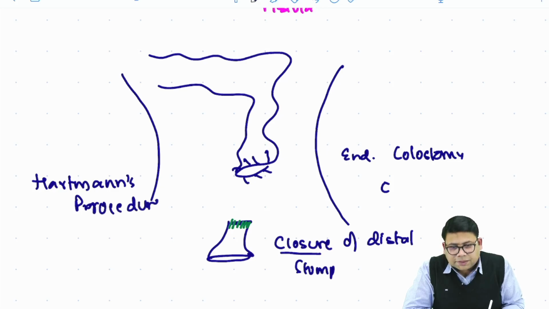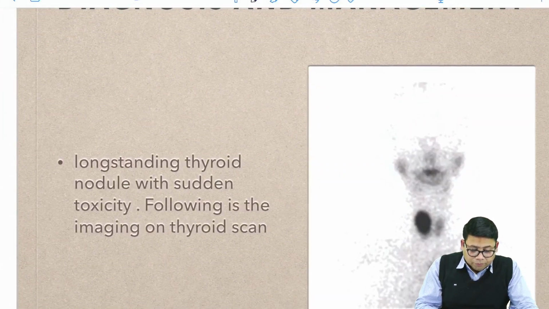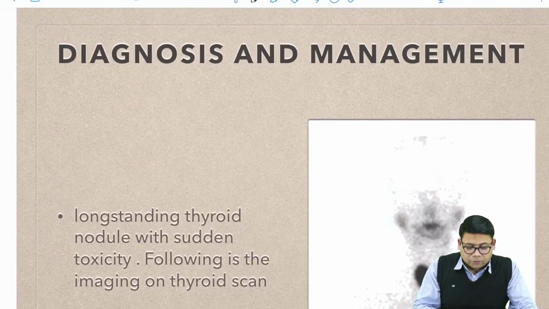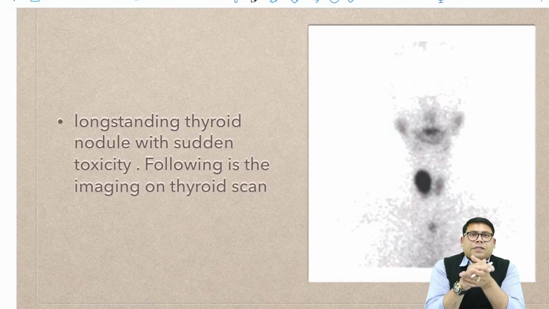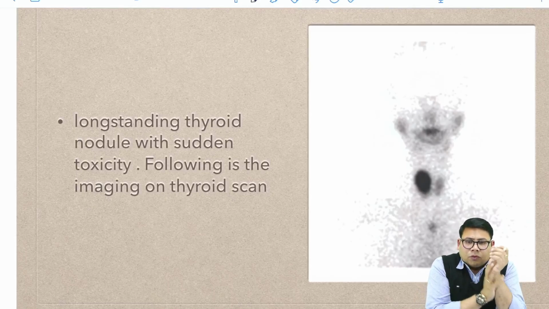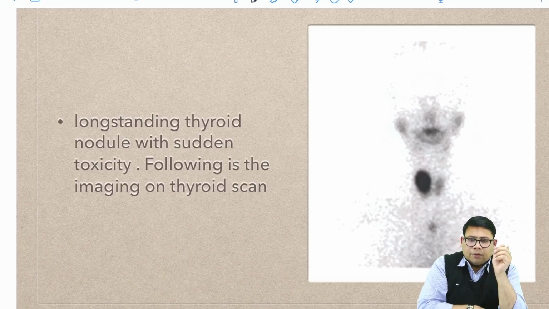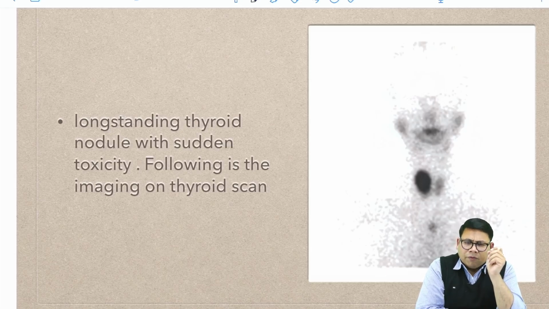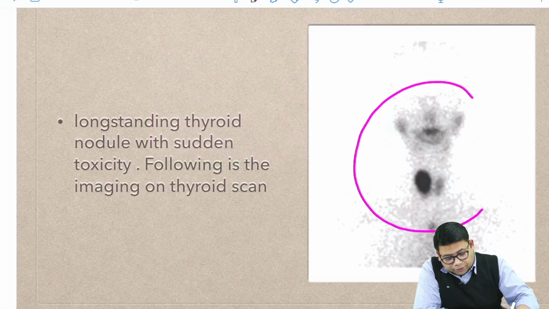So I hope you must have got some idea in this revision, because colon is very important, and I have been seeing a lot of questions from this. So let us try to understand this question also. You have a thyroid scan in front of you. If you read the history: long standing thyroid nodule with sudden onset of toxicity, and the patient underwent a thyroid scan, and this is what you are getting on the thyroid scan.